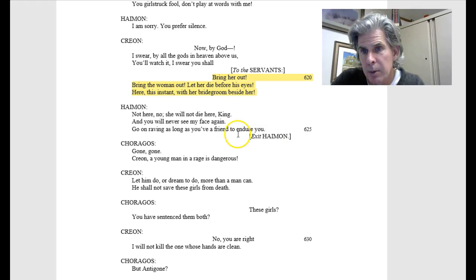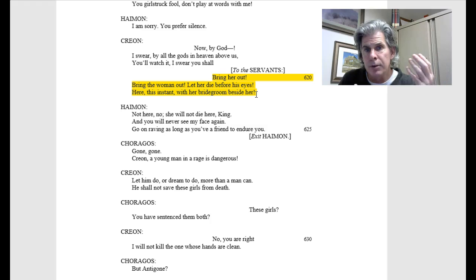Bring her out, bring the woman out, let her die before his eyes. Here, this instant, with his bridegroom beside her. Notice the cruelty that Creon has come to, and think back to how he started off. This was a man who was always thinking about the city, and now he is being just absolutely ruthless with his son. It's not so much that he wants to hurt Antigone here, he wants to hurt his own son with her death. That's what the hamartia has brought him to.